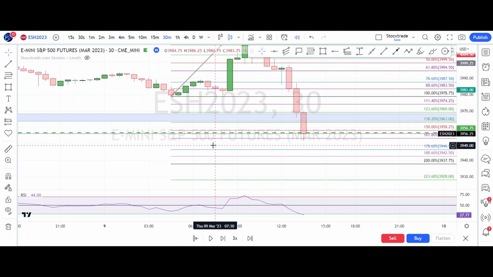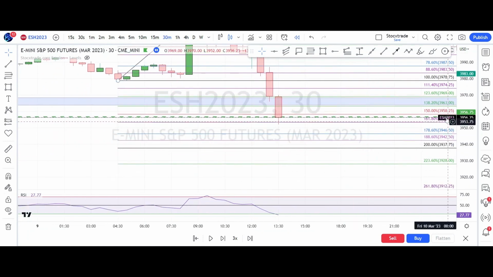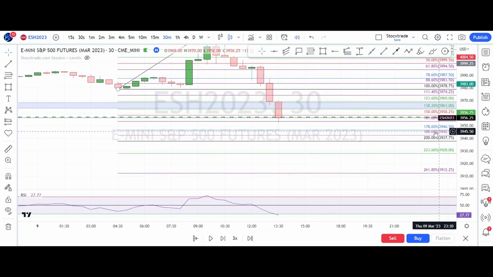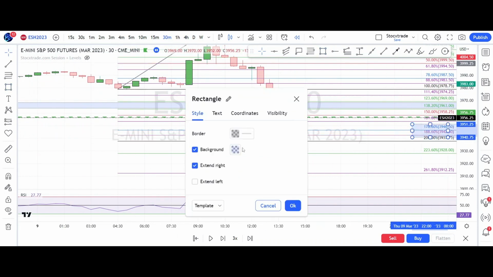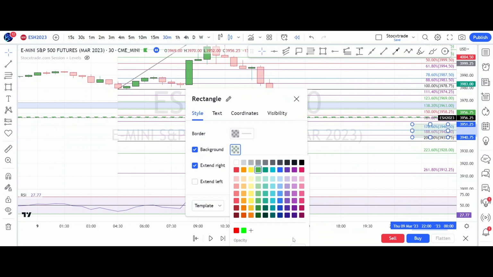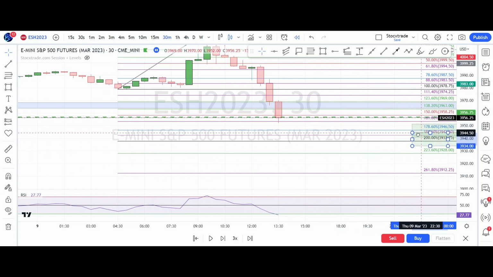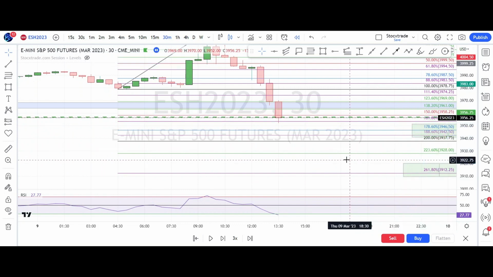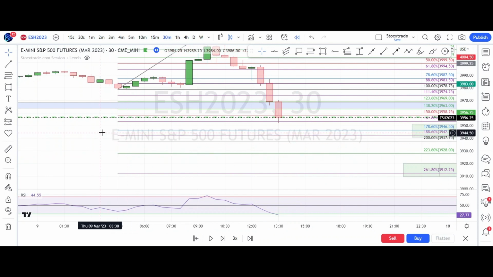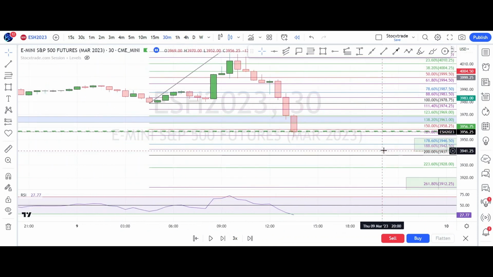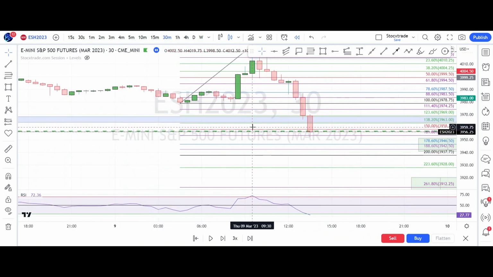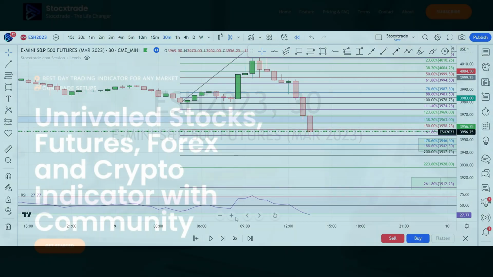then maybe we will see 39.42 or 39.12.25 area. So these are the possible scenarios, these are the possible targets in these types of trades where we are super bearish, or vice versa if we are in super bullish trades.